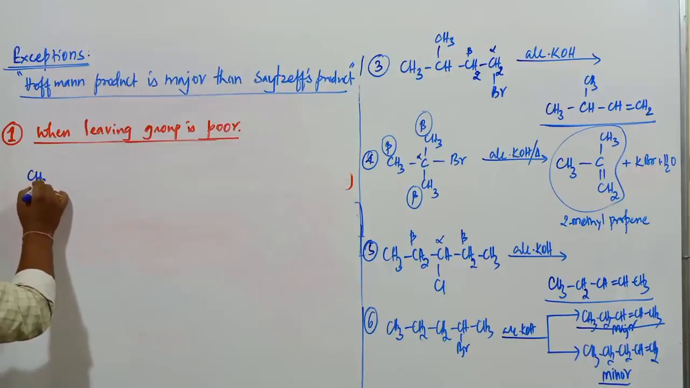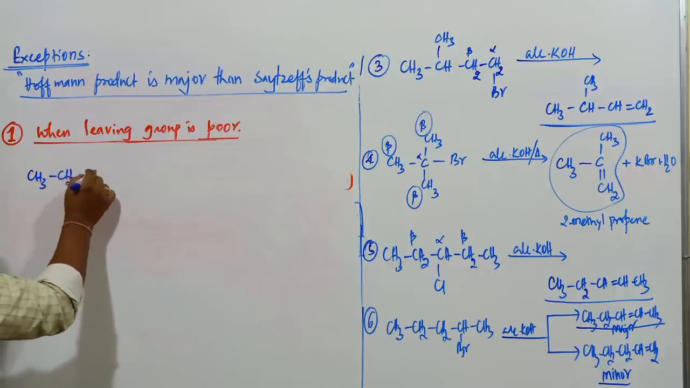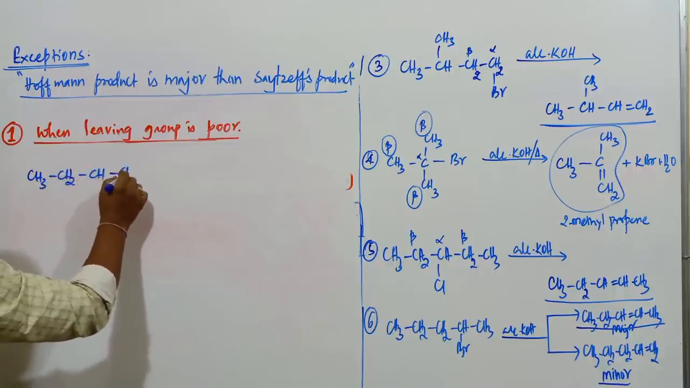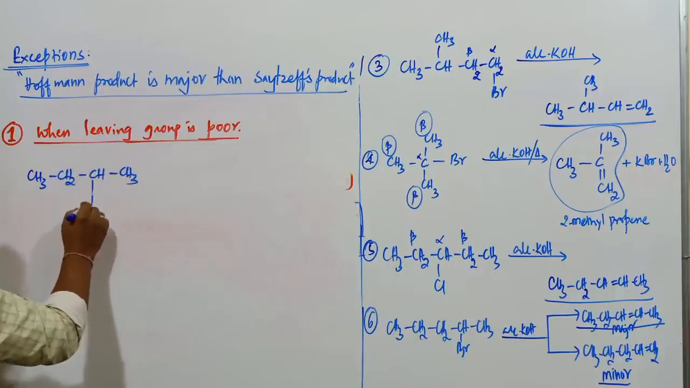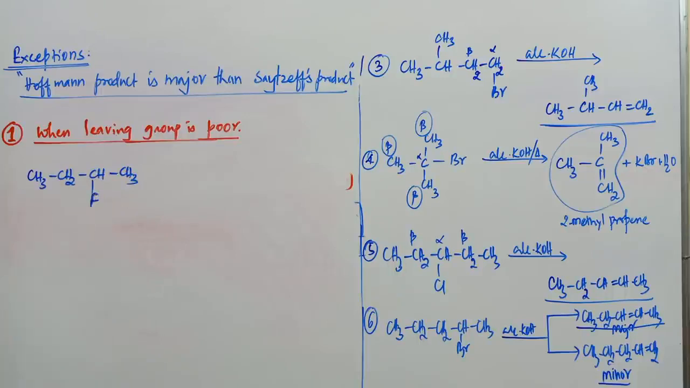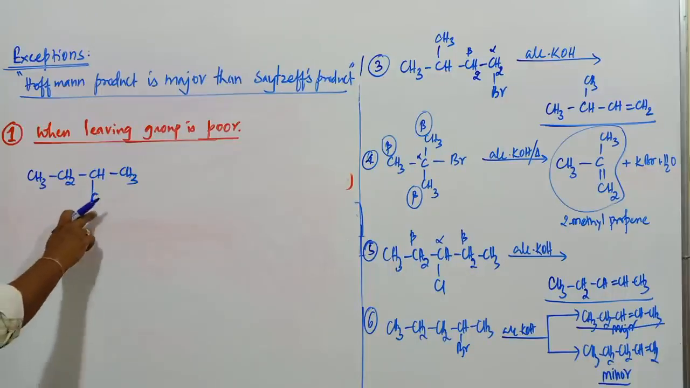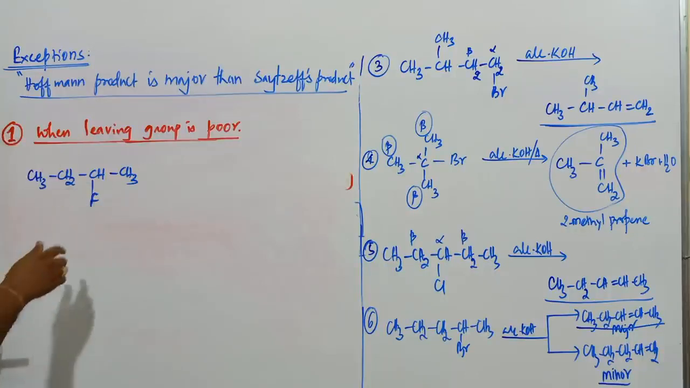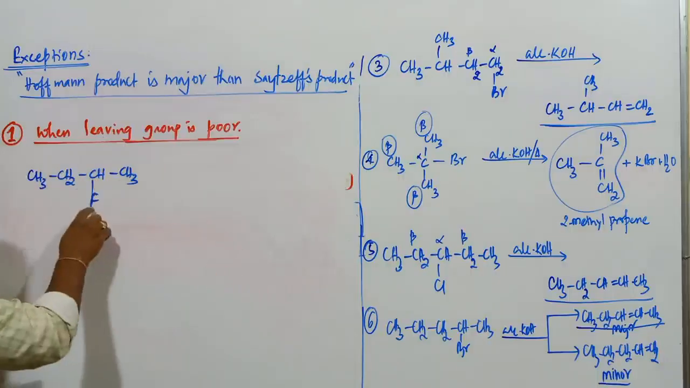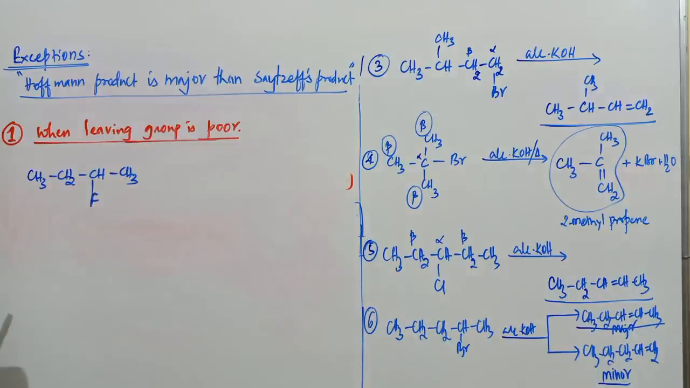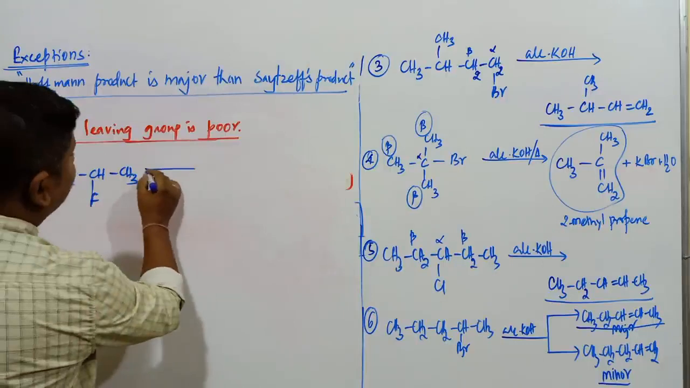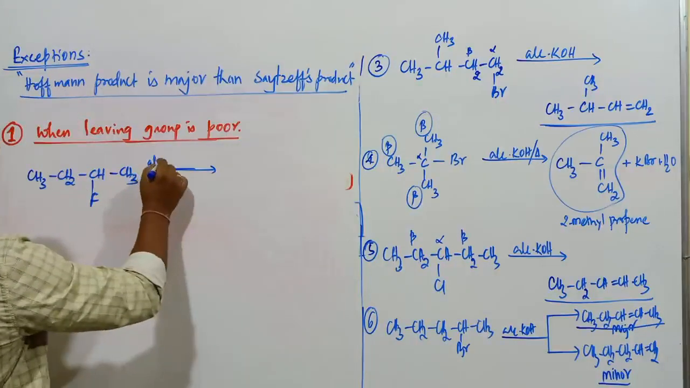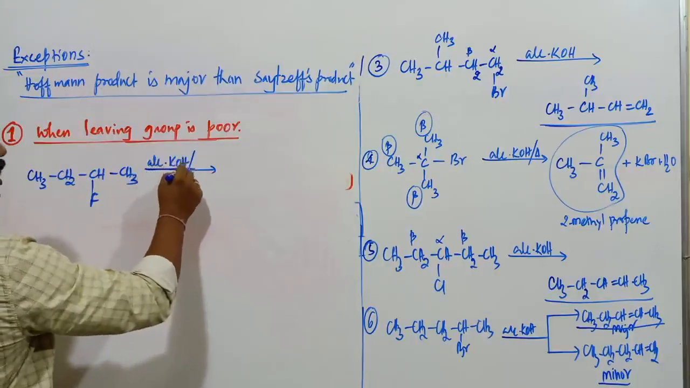This is CH3, next one CH2, next one CH, this is CH3, and this is F. What is the nature of this fluorine? What is the order of leaving group? Iodine is a better, stronger leaving group compared to bromine, chlorine and fluorine. Fluorine is considered a poor leaving group when this reaction is carried out in the presence of alcoholic KOH.